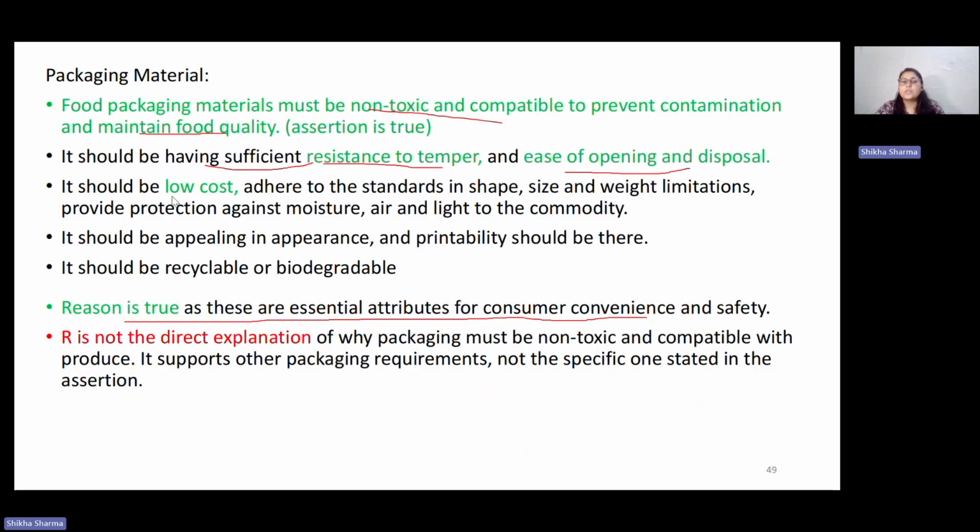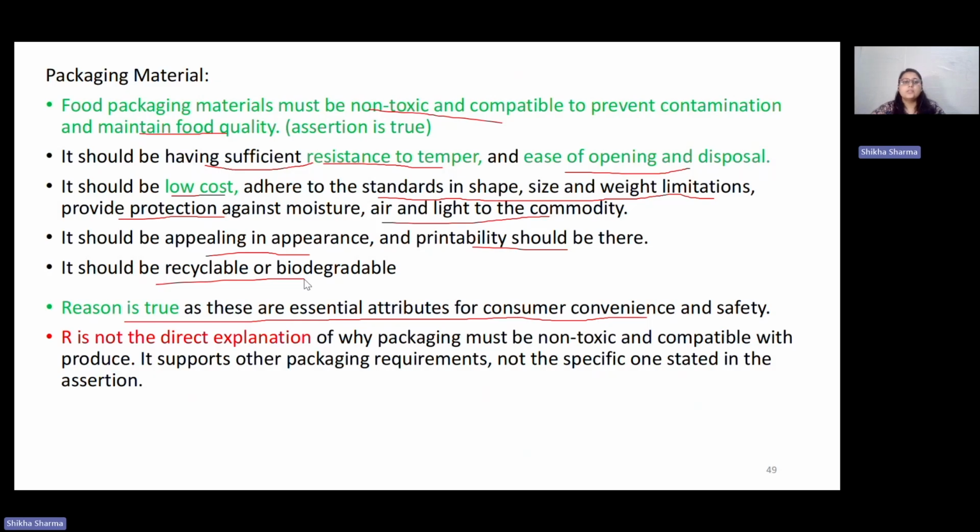And this packaging material should also be low cost and adhere to standards in shape, size and weight limitations, provide protection against moisture, air and light to the commodity, and it should be appealing in appearance, with printability on the packaging material, and it should be recyclable and biodegradable. So all these are important essential attributes for the packaging material for its safety and convenience in carrying the food material.